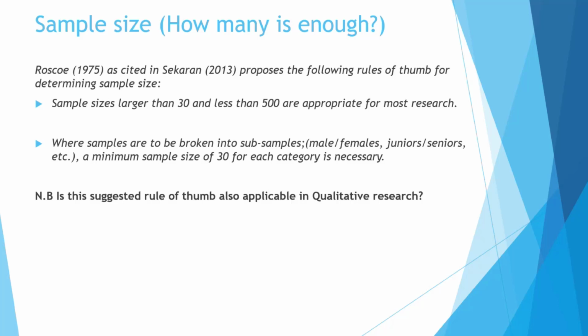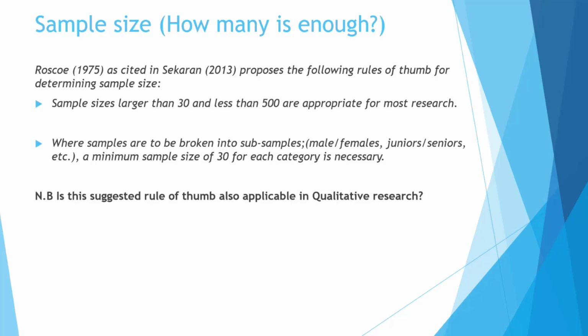But basically, let's look at the sample size. There are a lot of authors, all right? But this author proposes the following rules of thumb. Remember rules of thumb. What does it mean? It means it is not the rule, but in the instance that it could happen, it's a rule of thumb. All right. It's not a blueprint.